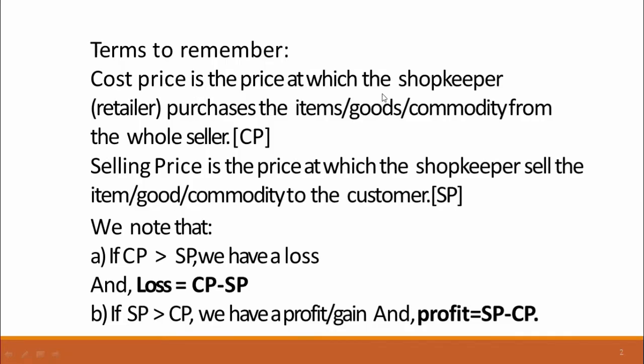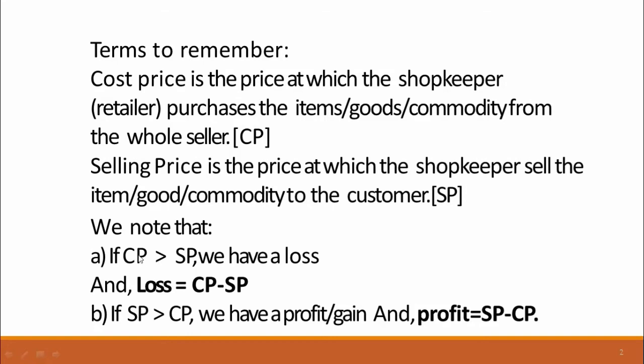Cost price is the price at which the shopkeeper or retailer purchases the items from the wholesaler. CP represents the cost price. So in the coming problems, CP represents the cost price. Now, what is the selling price? Selling price is the price at which the shopkeeper sells the items to the customer. SP represents selling price.